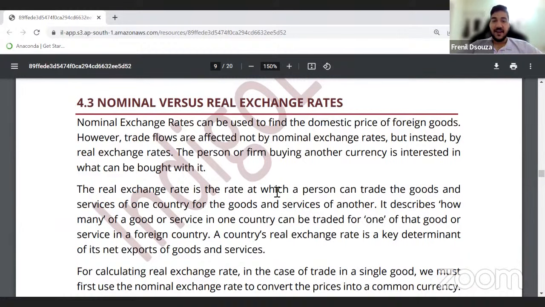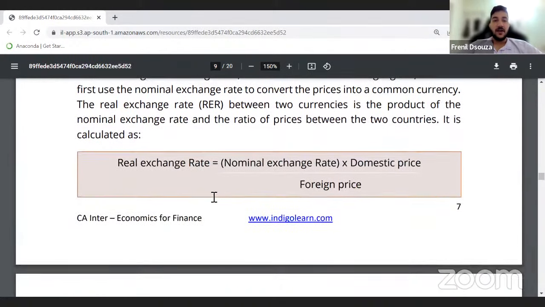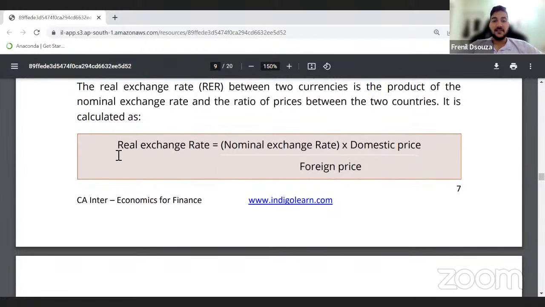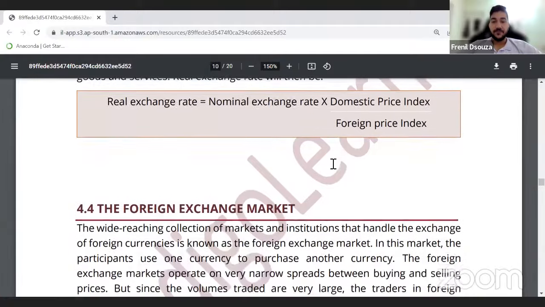The real exchange rate is the rate at which a person can trade the goods and services of one country for the goods and services of another. It describes how many goods and services of one country can be traded for one good or service in a foreign country. And how do we find out the real exchange rate? It's simple. Nominal exchange rate multiplied by the domestic price index divided by the foreign price index. That is the formula for it.